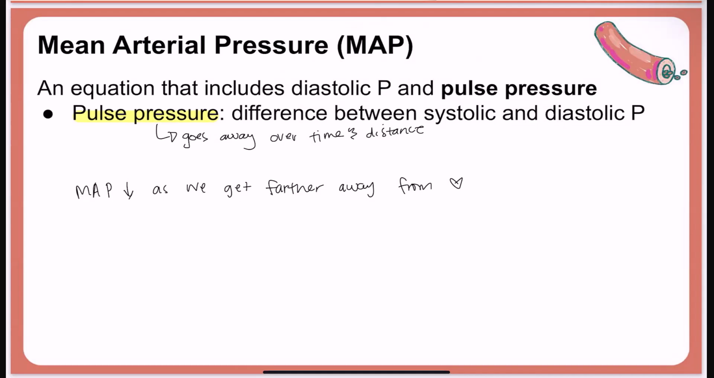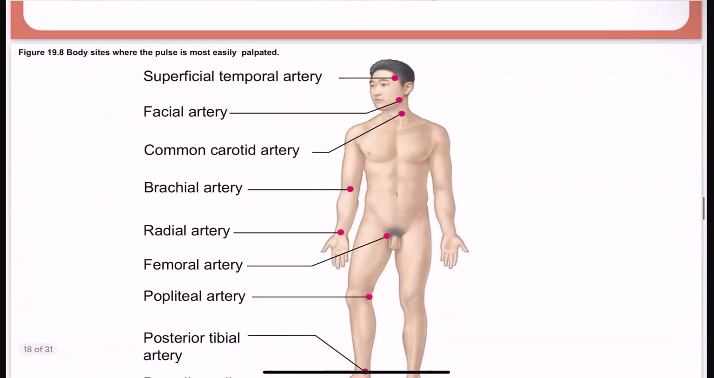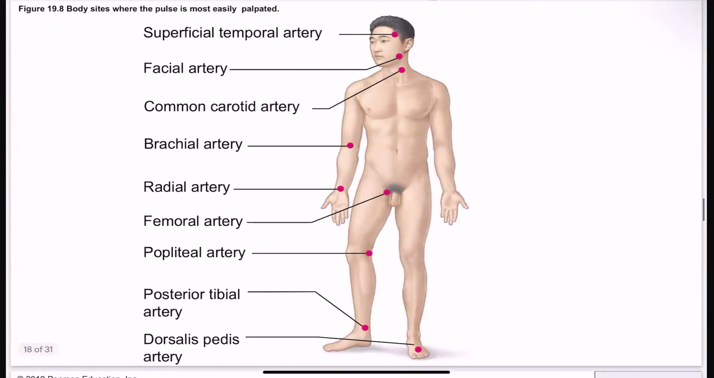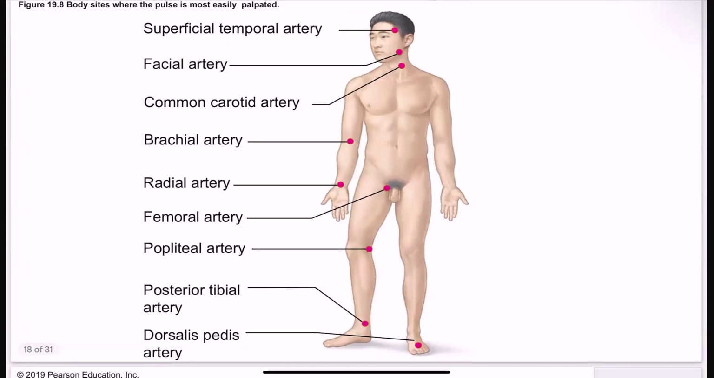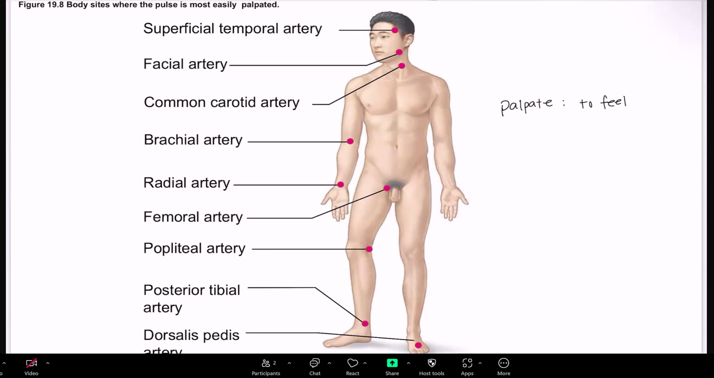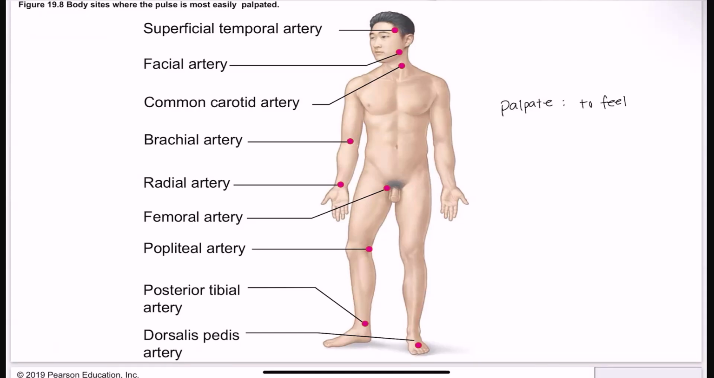All right. So speaking of pulses, we can palpate or feel a pulse in a bunch of different areas of the body. So these little red dots are trying to show you, and this is figure 19.8 from your text, where those common points are where that pulse can be palpated. And palpate, in anatomy and physiology land, I think of that like to feel. So to feel, usually with your two fingers.